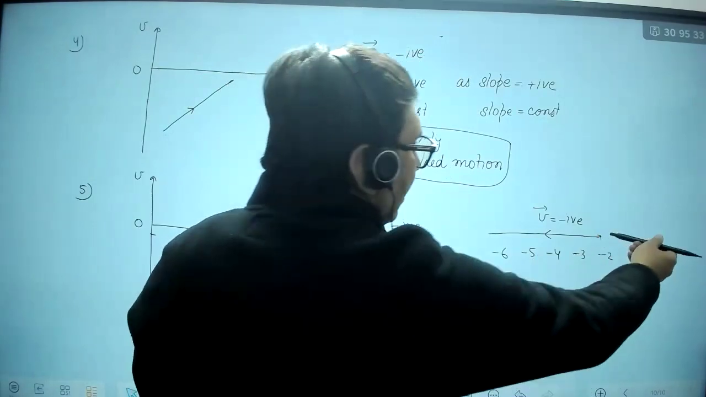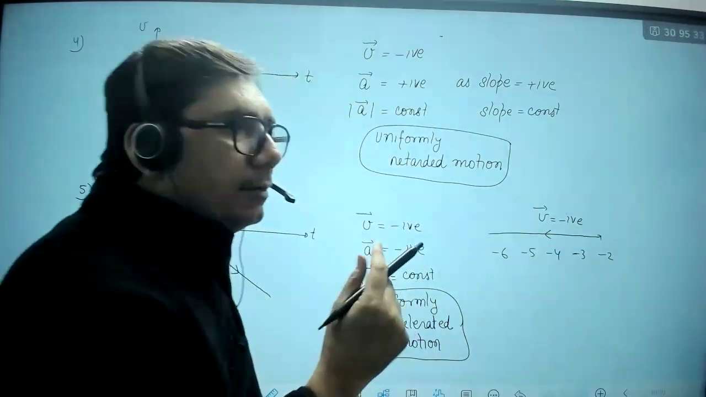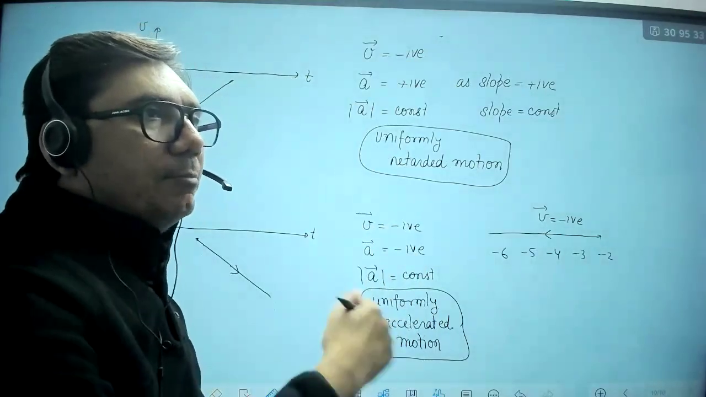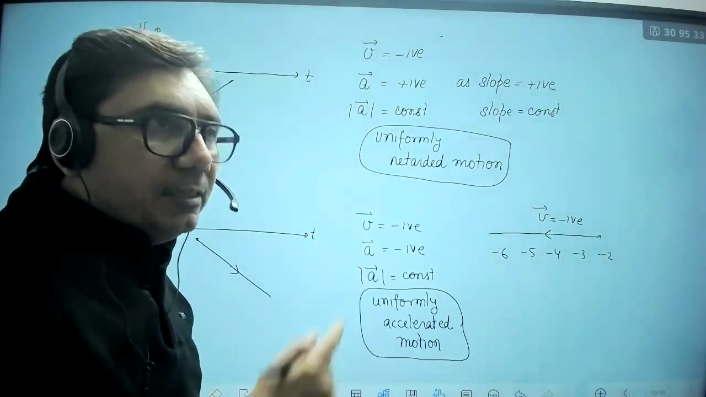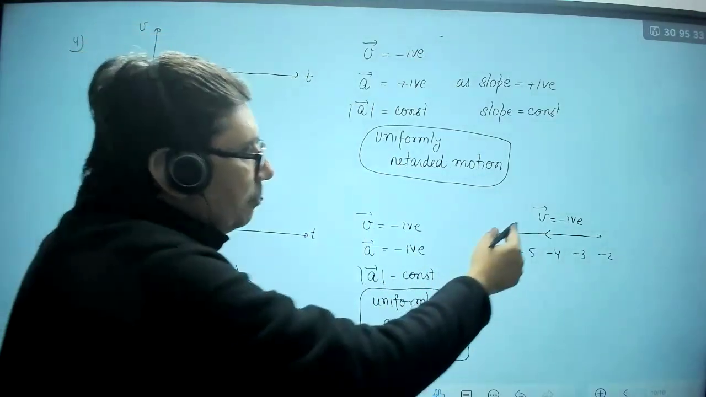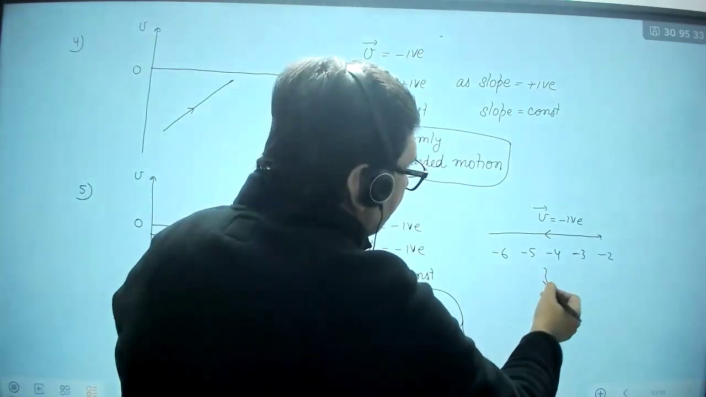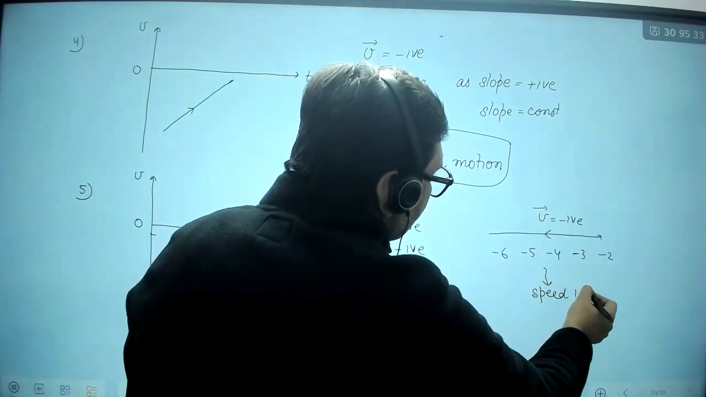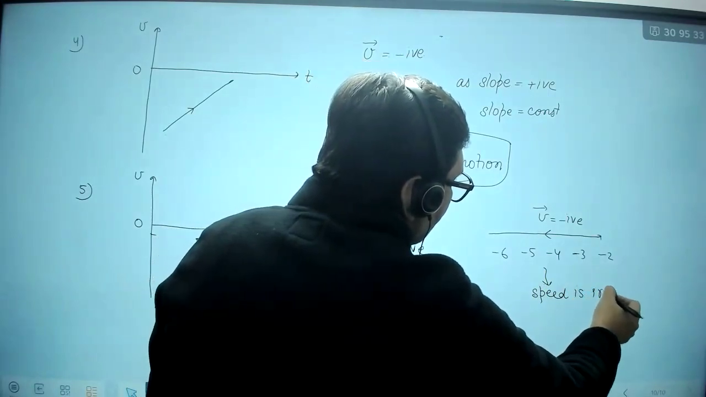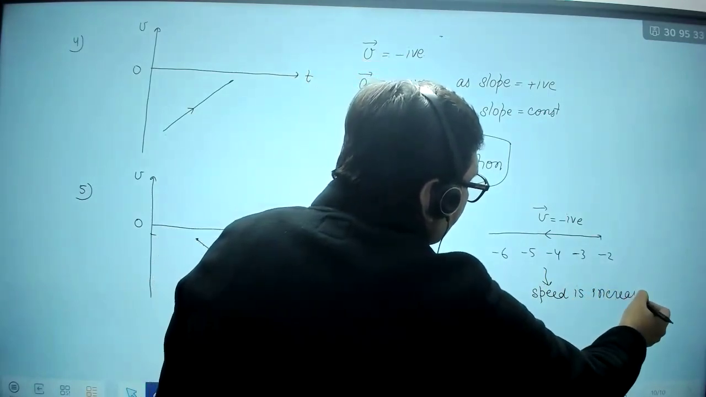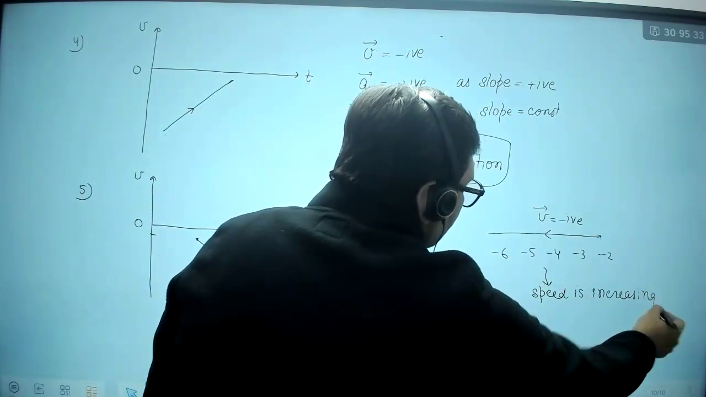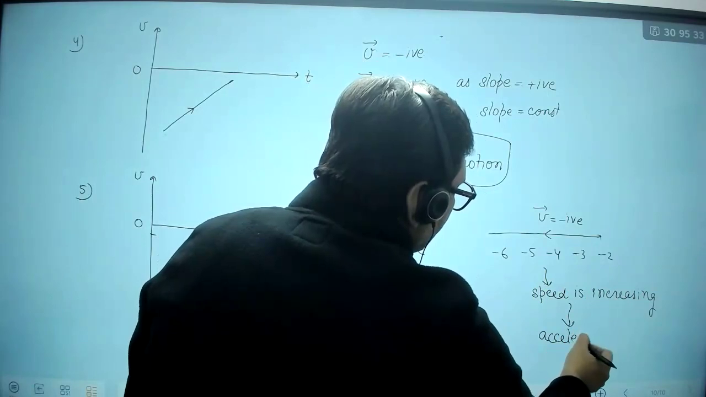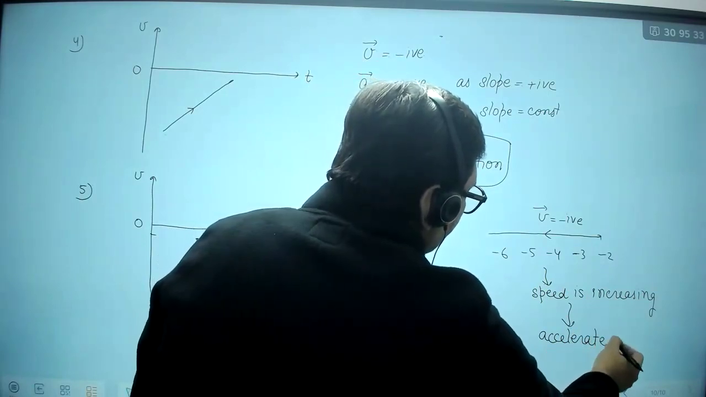If you are moving in a car in this direction, and the velocity of your car goes -2, -3, -4, -5, it means speed is increasing. If you look at its speed, the speed of your car is increasing. So what type of motion will it be? This will be accelerated motion.